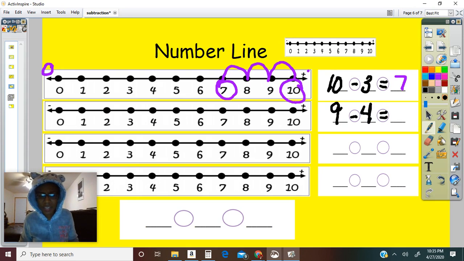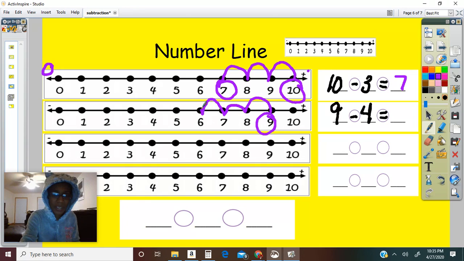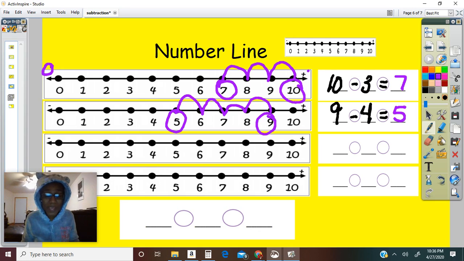What number do we start on this time? You've got it, 9. How many jumps will we make? Perfect, 4. 1, 2, 3, 4. Now what number did you end up on? Absolutely, 5. That lets us know that 9 minus 4 equals 5.